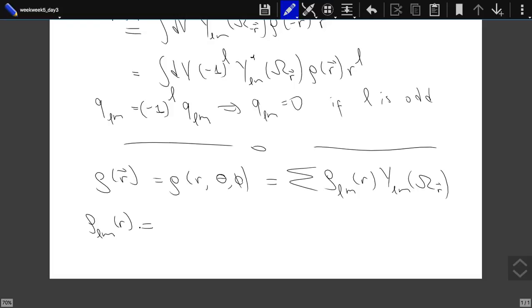So how do you find the expansion coefficients in an expansion? Well, we have this complete orthonormal basis, the spherical harmonics. They are orthogonal to each other and normalized. So that means that if I multiply rho of r with Y_lm star and integrate over all the solid angles, I obtain rho_lm of r. Okay?